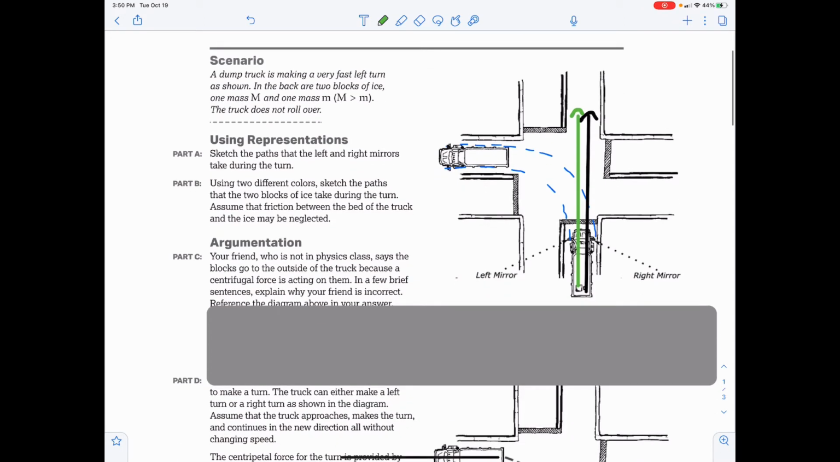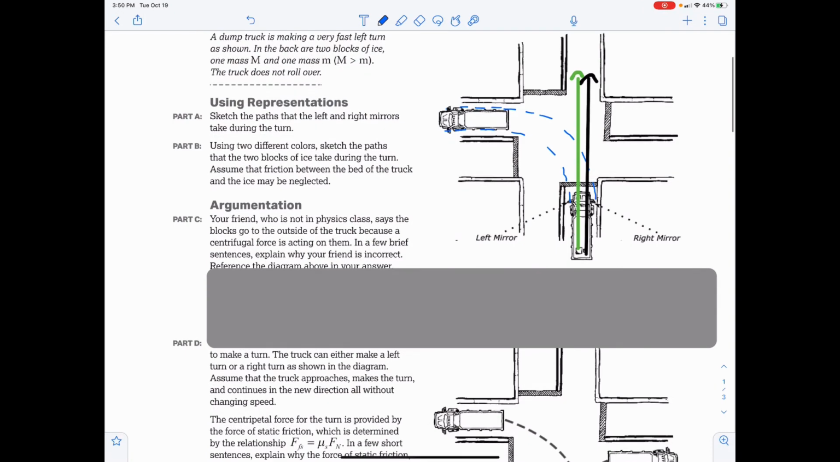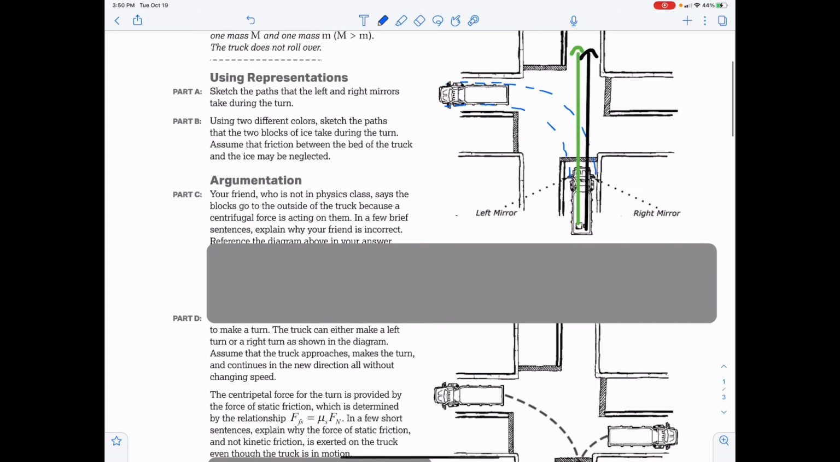Part C. Your friend, who is not in physics class, says the blocks go to the outside of the truck because a centrifugal force is acting on them. In a few brief sentences, explain why your friend is incorrect. Reference the diagram above in your answer.